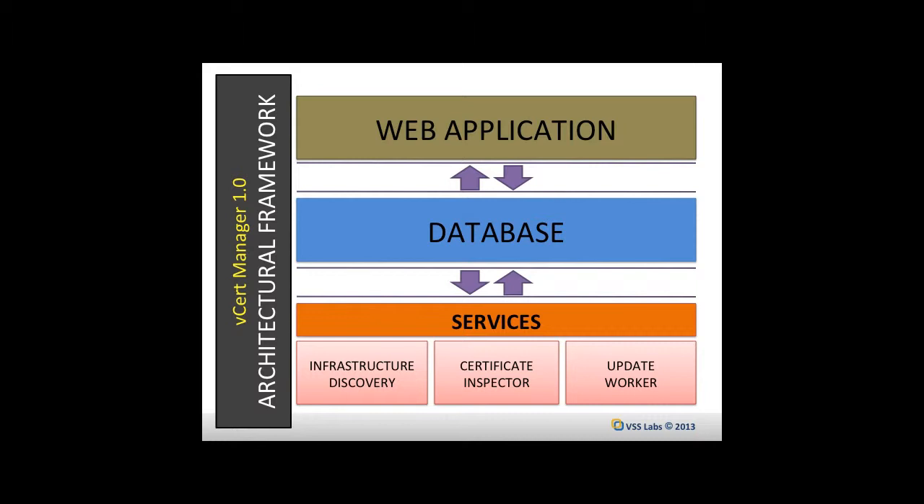It runs three services. First is the infrastructure service, which is responsible for discovering VM components like host, web client, update manager, inventory service, and the vCenter server itself. Second is the certificate inspector. This is a watcher of the certificate status from the CA server to the vCert Manager database. And lastly, the update worker. Its task focuses on the actual update of the certificates.